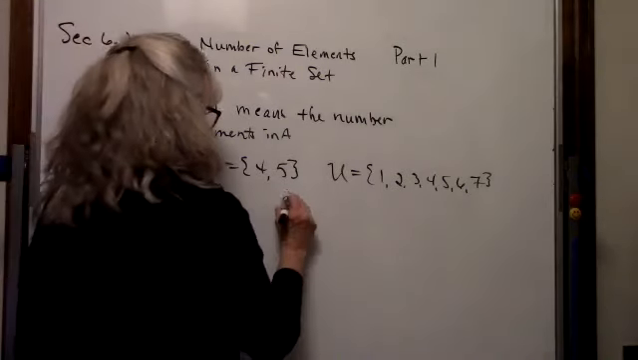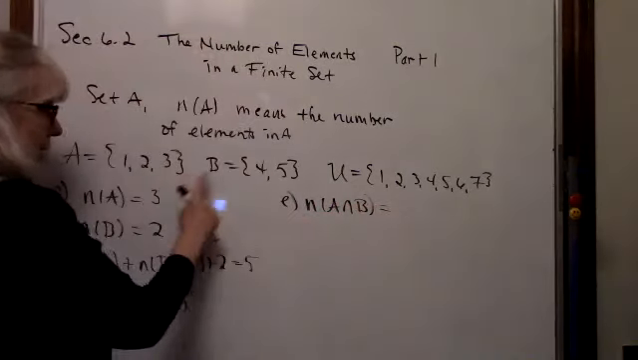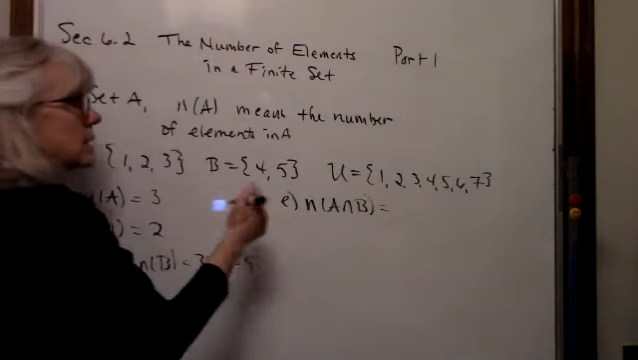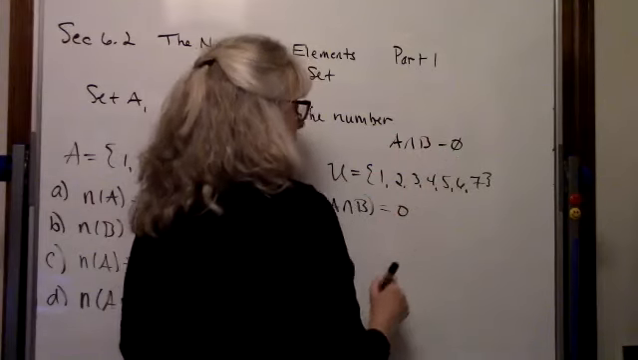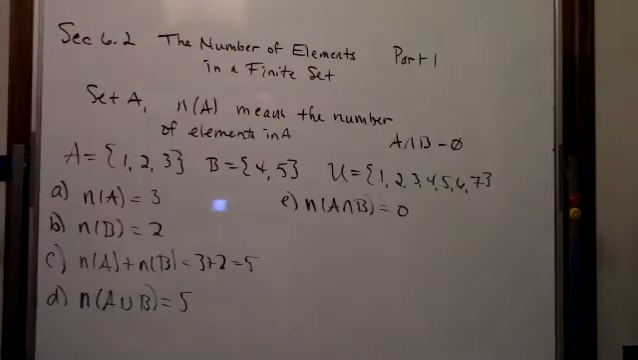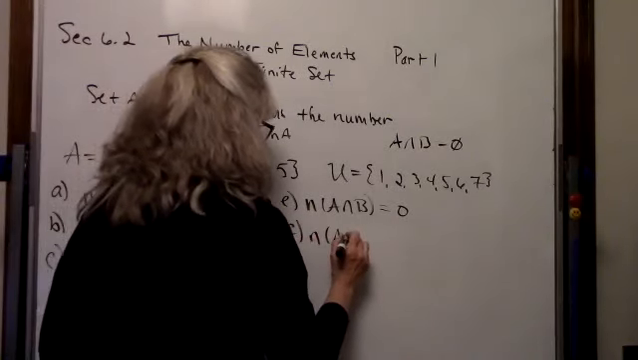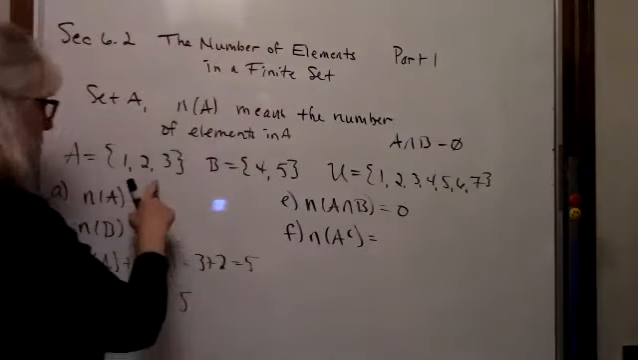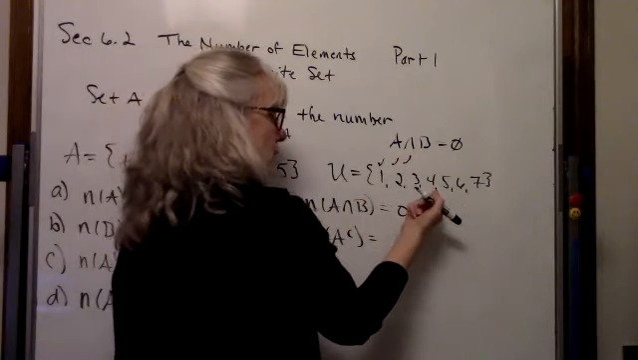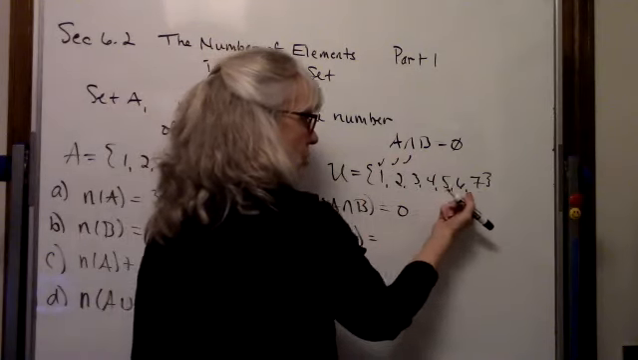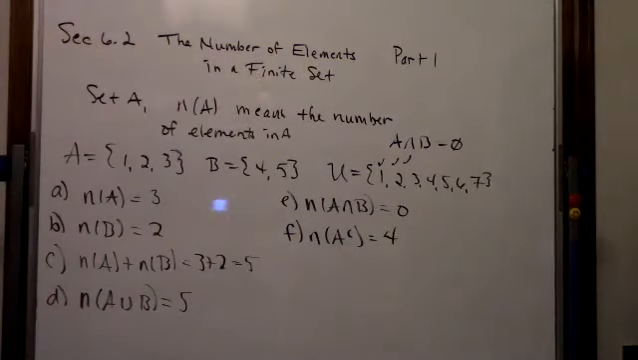Part E is asking for the number of elements in their intersection. Wait a minute, A and B have nothing in common. Their intersection is empty. So over here, we'll just make a comment that A intersect B is the empty set. So that number is 0 because it is the empty set. F is asking you to find the number of elements in A complement. So what's outside of A? A contains the 1, the 2, and 3. So outside of A is the 4, 5, 6, 7. That's 1, 2, 3, 4 elements. So there are 4 elements that are not inside of A in our universe.